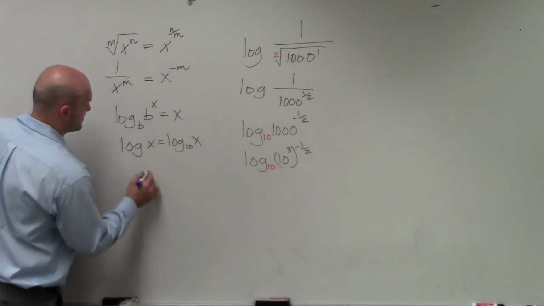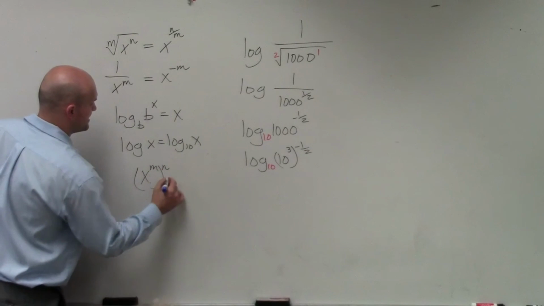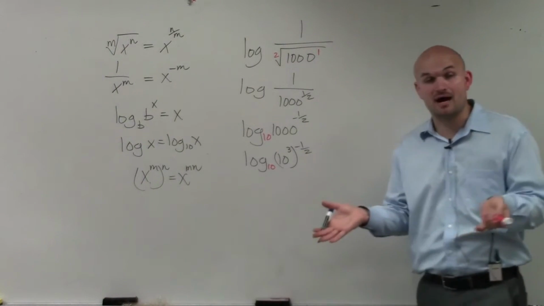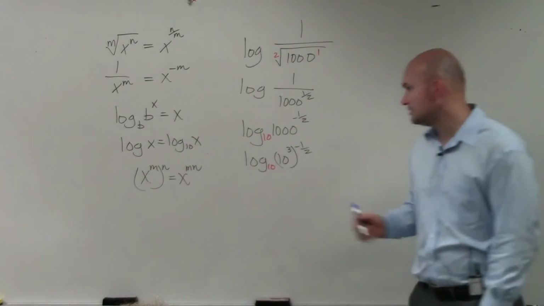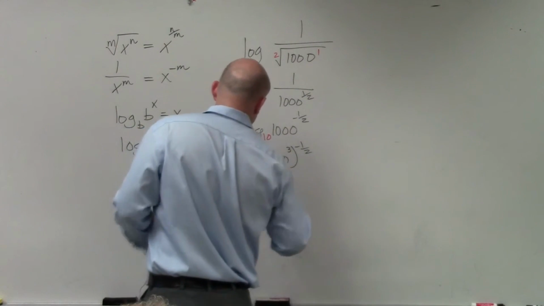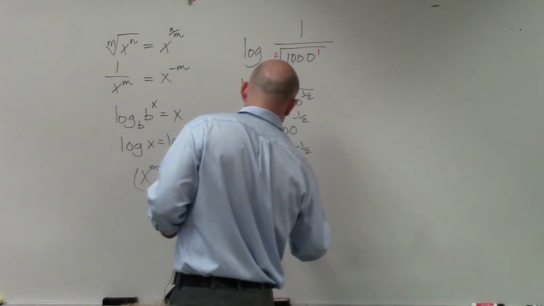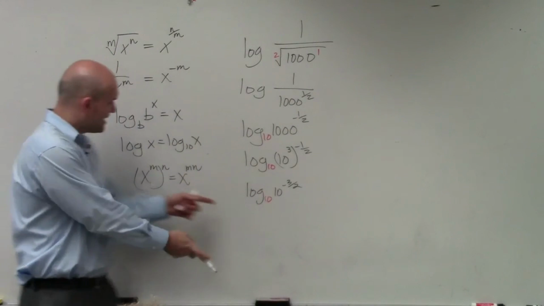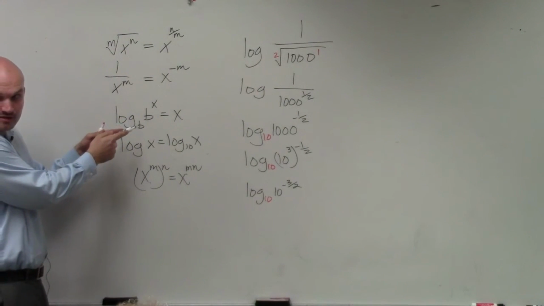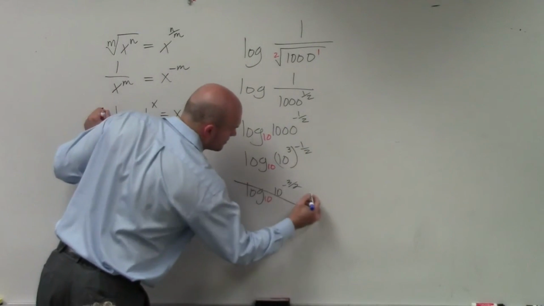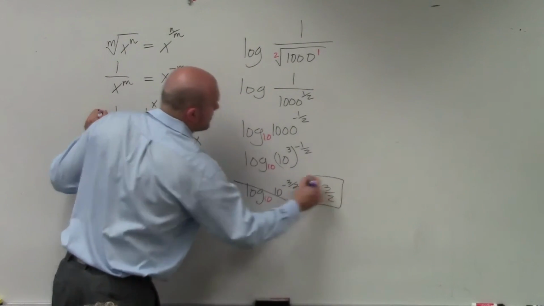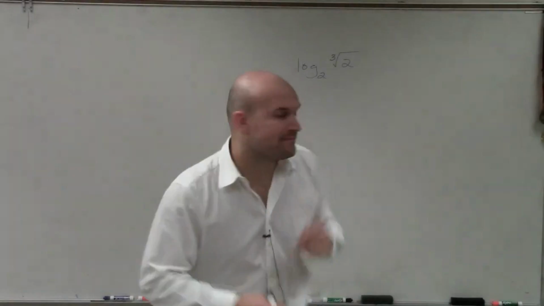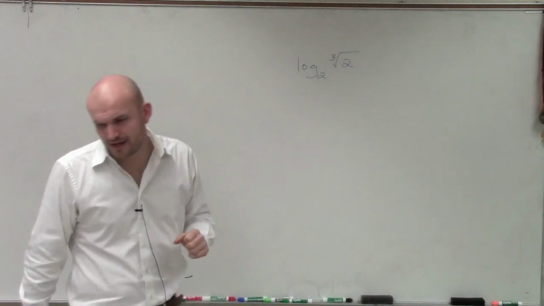Then we have to remember another property of exponents. x to the m raised to the n equals x to the m times n. That's called the power rule. Whenever you have an exponent raised to a power, you multiply the powers. So therefore, I have log base 10 of 10 to the negative 3/2. But now that it's written in this format, do you see how this nicely follows this rule? So now the answer equals negative 3/2. You can put that down right there. I like this problem a lot.